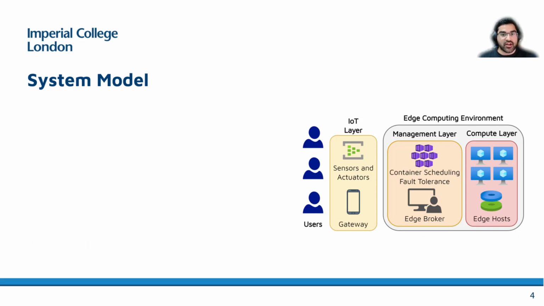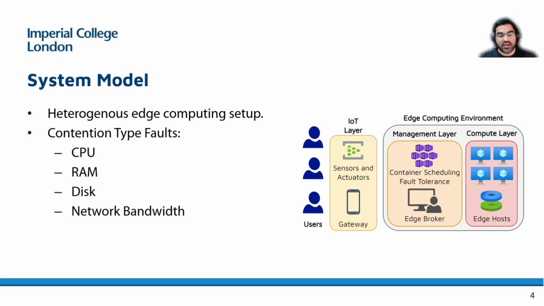In this work, we target a standard heterogeneous edge computing environment where all nodes are in the same local area network or LAN. Here, tasks are container instances generated from the sensors and actuators in the Internet of Things or IoT layer and communicated to the compute nodes via gateway devices. The edge broker takes all the scheduling, management, and preemptive migration decisions, and we consider system contention type faults of resource utilization metrics such as CPU, RAM, disk, and network bandwidth.